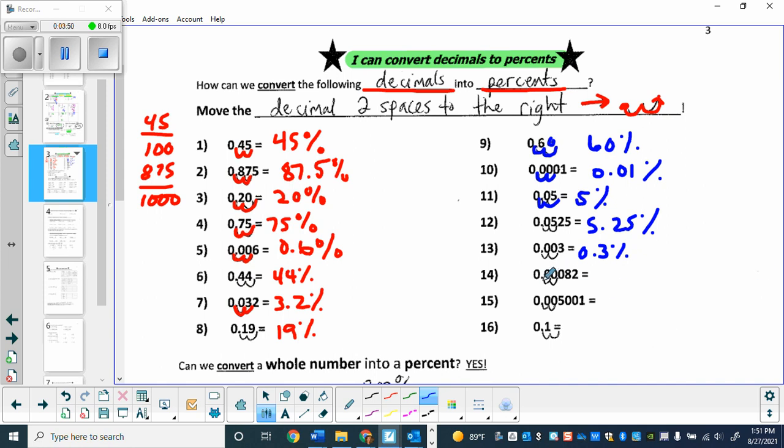All right, now when I move this one over twice, I have 0.82 left over. I move this twice, I get 0.82 left, so I'm going to put a 0.082%. And now I'm going to move this over twice, so I have a 0.5001%. And I'm just going to put a 0 point in front of it.